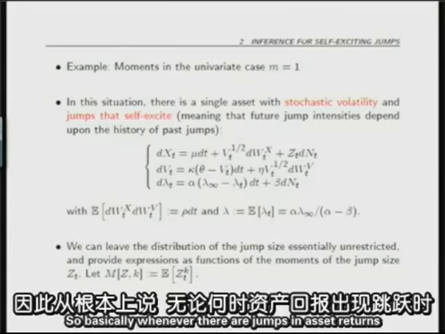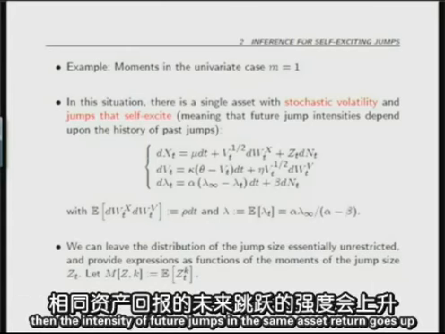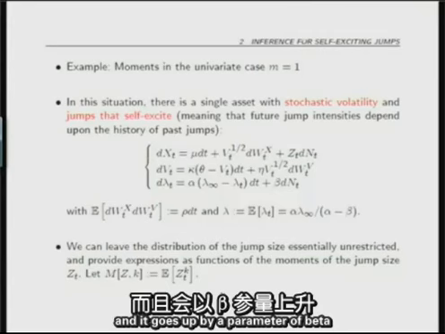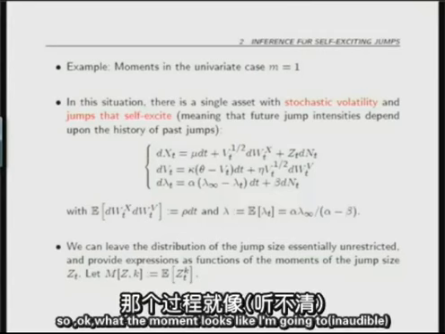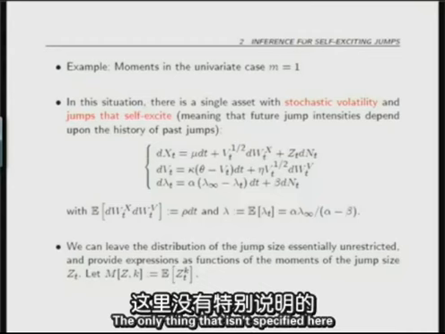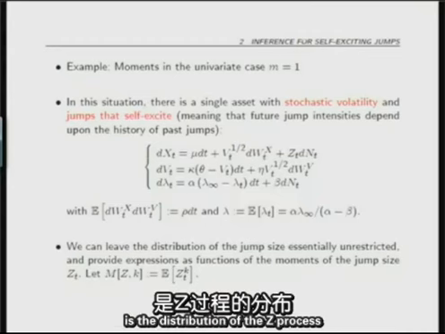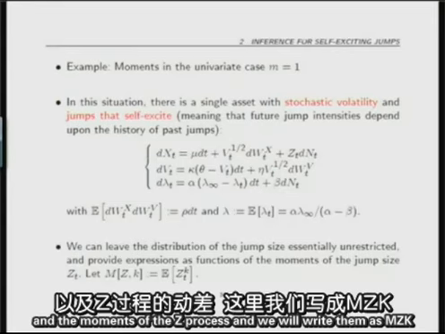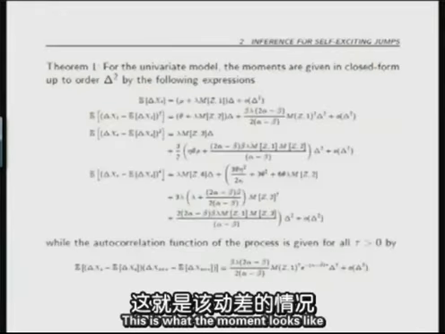Okay, so basically whenever there are jumps in asset returns, then the intensity of future jumps in the same asset returns goes up. And it goes up by a parameter beta. Okay? So what do the moments look like? The only thing that is unspecified here is the distribution of the Z process, and the moments of the Z process, we write them as MZK. And this is what the moments look like, okay?